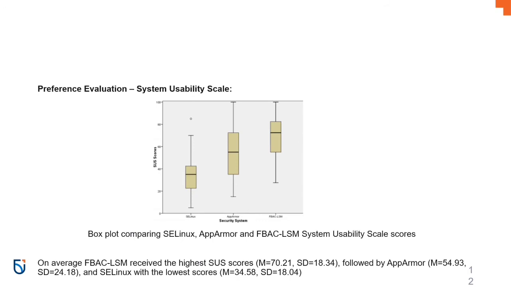System usability scale. As discussed, the participants were asked to give system usability scale scores to the systems SELinux, AppArmor and FBAC. So the results are as follows. FBAC received the highest system usability scores with a mean of 70.21 and standard deviation of 18.34, followed by AppArmor with a mean of 54.93 and standard deviation of 24.18. SELinux scored the lowest with a mean of 34.58 and standard deviation of 18.04. This shows that FBAC was easy to use, easy to understand, and it is more likely to be used in the future.